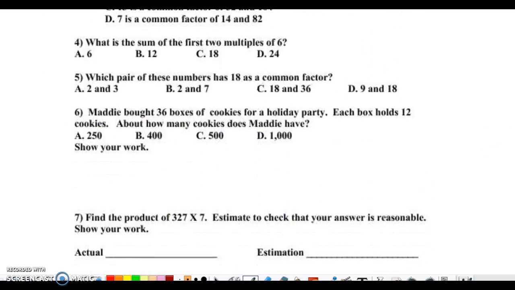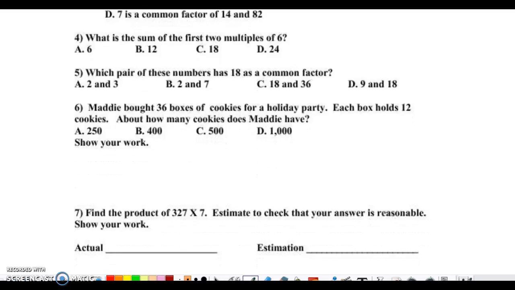Now that we've moved on, you want to check out number 4. Number 4 asks you, what is the sum of the first two multiples of 6? Well, we recently had a lesson on multiples that reminded us when we talk about multiples, that word multiples, we should think of music. And that's because Mr. Panza has come up with skip counting songs for many different digits that will help us remember how to skip count. That music is our multiples.